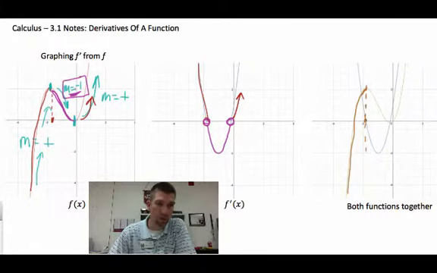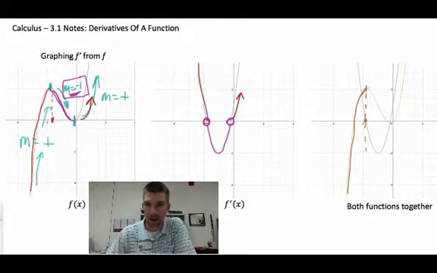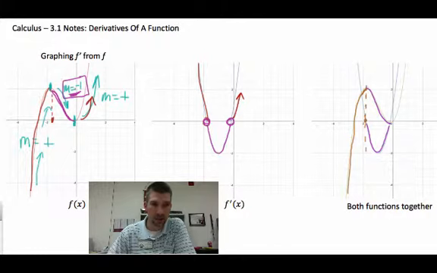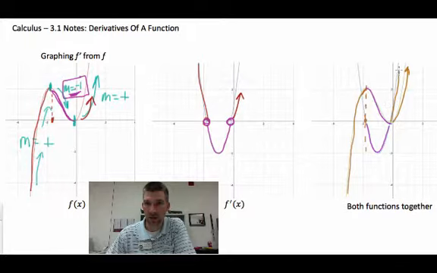And then when we make that change and we start having negative slope, look at the y values on your derivative, all negative, until we cross back over again and our function starts to increase, and so does our derivative. That's the relationship of a derivative and its parent function.